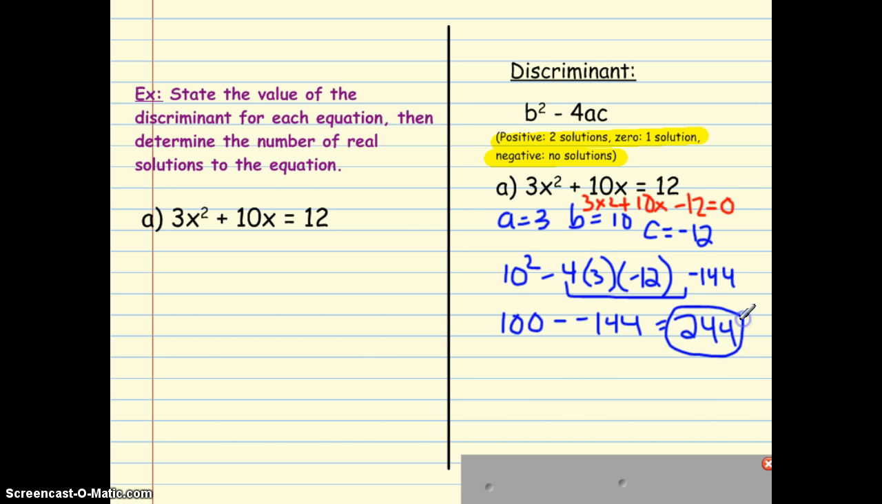So we found the value of the discriminant, and if it's positive, that means there are 2 solutions.